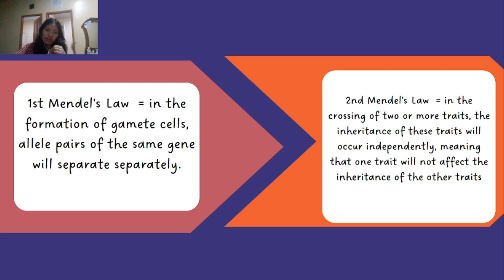The first Mendel's law: in the formation of gamete cells, allele pairs of the same gene will separate independently. And the second Mendel's law: in the presence of two or more traits, the inheritance of these traits will occur independently, meaning that one trait will not affect the inheritance of the other traits.